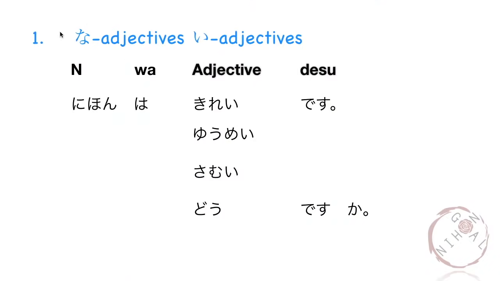Now, time to review our lesson for today. The first one are the na-adjectives and the i-adjectives. So, in order to describe a noun, we follow the pattern noun wa adjective desu. For example, Nihon wa kirei desu, yuumei desu, samui desu. And to ask the question, we use dou. Nihon wa dou desu ka?